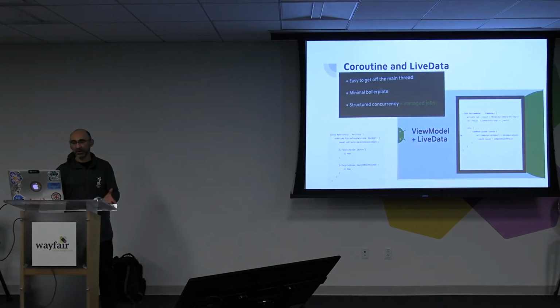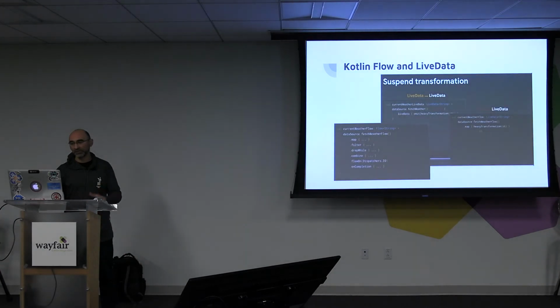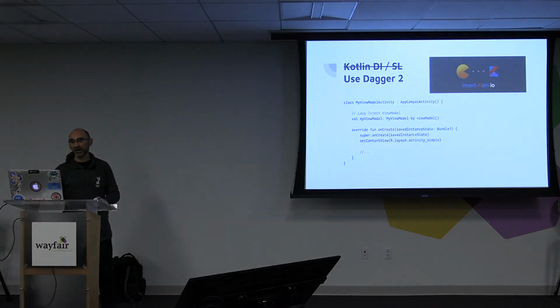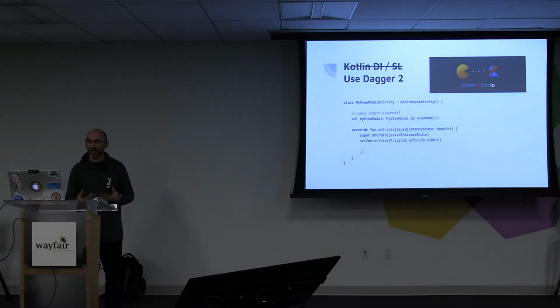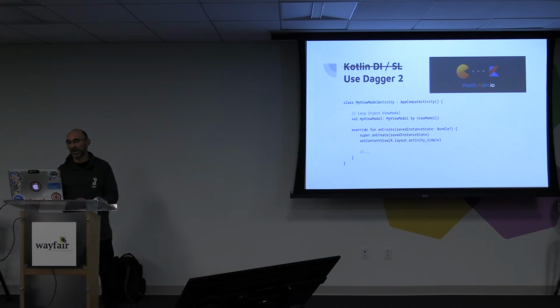But again, coroutines allow you to do structured concurrency, helping you clean up your life cycles. Flow allows you to manipulate your data and then turn it back into live data. So really powerful. And all of this is coming because of the power that we're getting out of the Kotlin language. It's allowing the Android development team to really make Android development much better to work with.